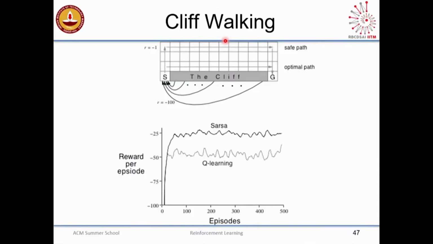If I'm always going to say that I'm going to do epsilon greedy, right? I don't want to learn the optimal path. I would like to go far away from the cliff, as far away from the cliff as safely possible, and then take what I call the safe path here.